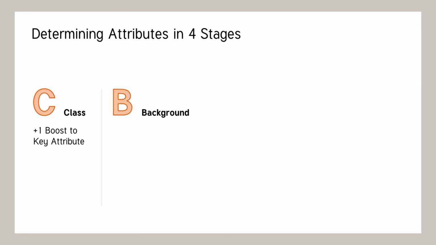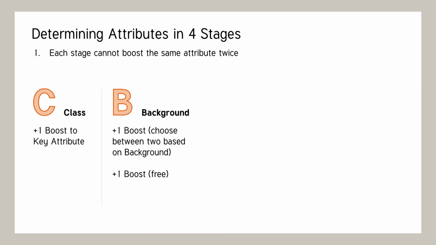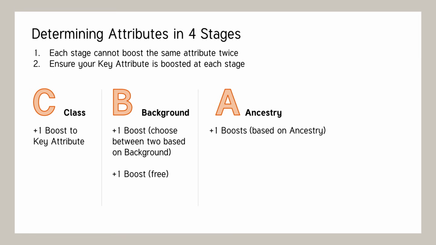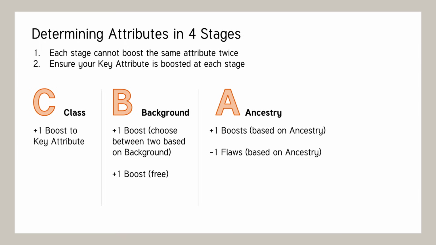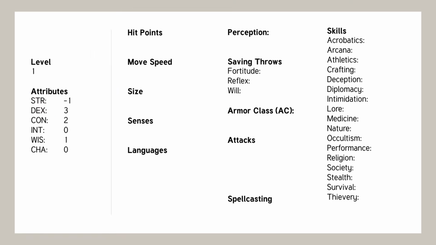Your background will give you more +1 boosts. The only rule you need to follow is that all boosts from a single stage must go into different attributes. Ensure 1 boost is to your key attribute. Your ancestry will give you +1 boosts to some attributes, and maybe a -1 flaw. You might be able to choose where to put certain +1 boosts, but again, within this stage, they must all be different. Make sure you give a boost to your key attribute. If your key attribute is your ancestry's flaws, you can try this different attribute boost method instead. Finally, you get 4 free boosts. Get your key attribute to +4 and put them all in different attributes.